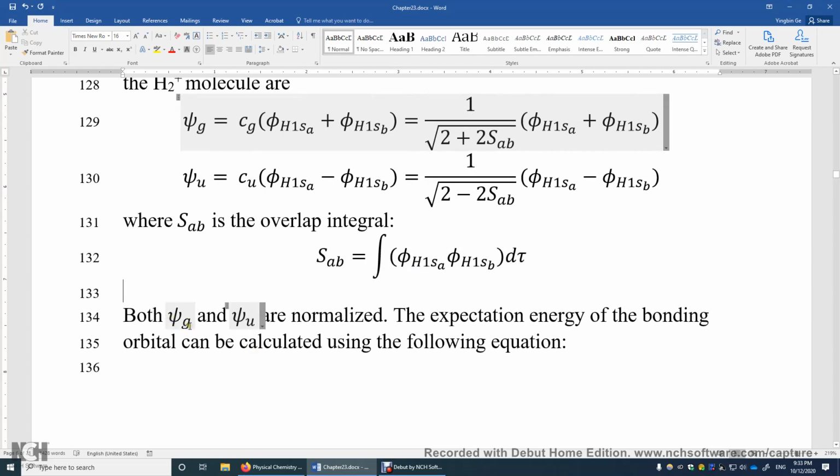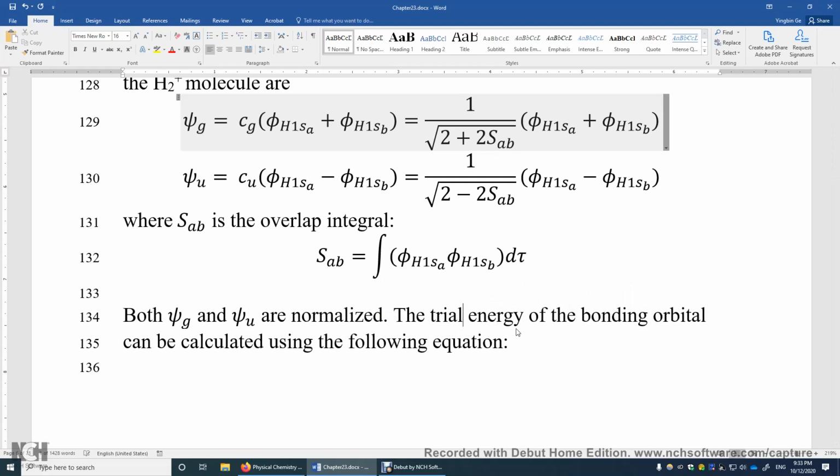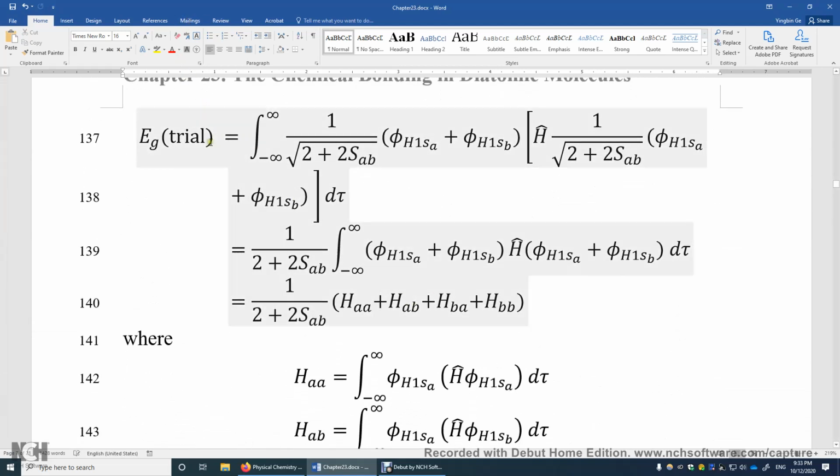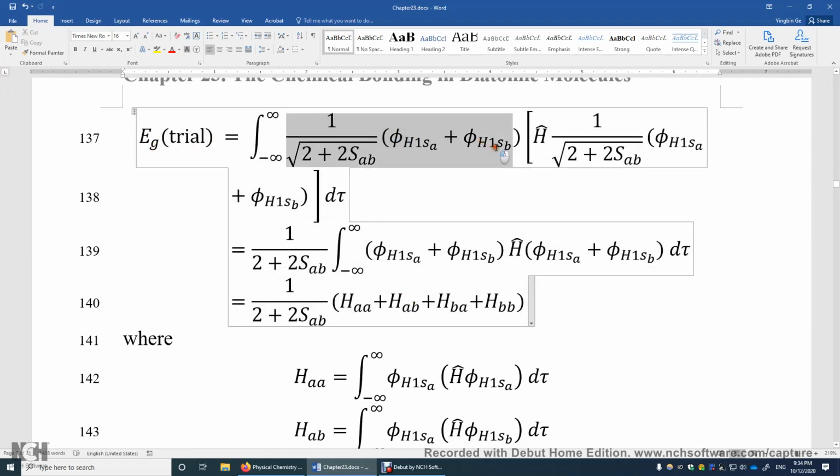Now both psi sub g and psi sub u are normalized, and therefore we can easily calculate the trial energy of the bonding orbital and the antibonding orbital. This is the trial energy of the bonding orbital. So you just need to plug in this complex conjugate of psi. In this case, it's itself, because this wave function is a real function. And then you need to apply H to the wave function.